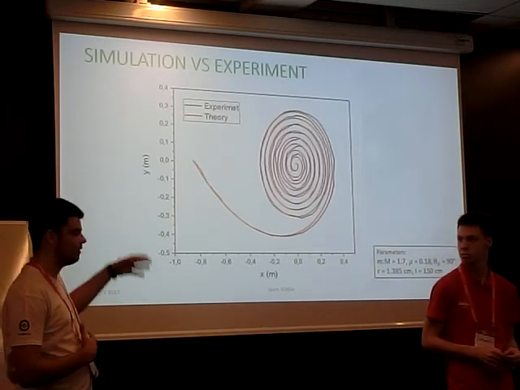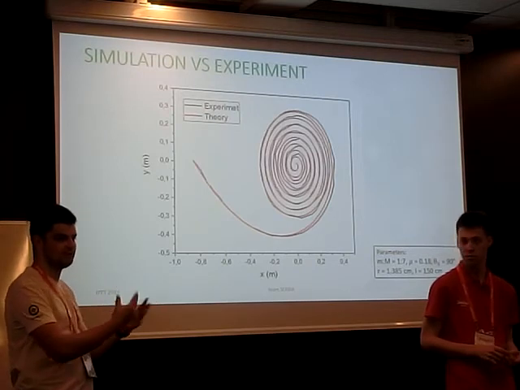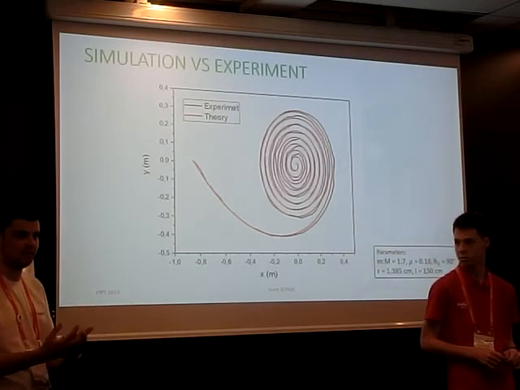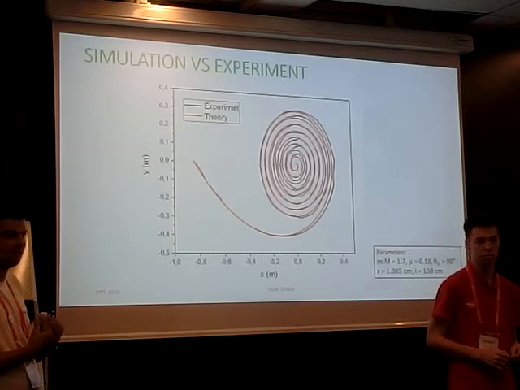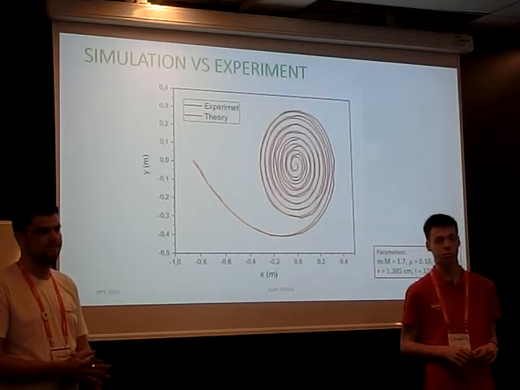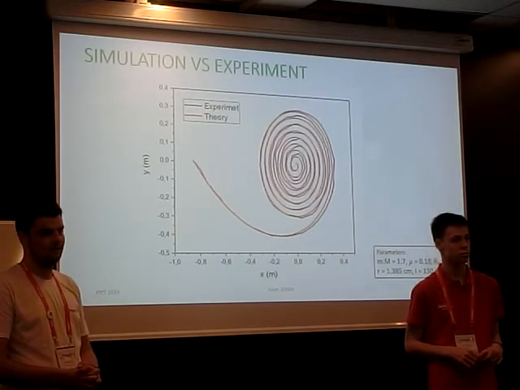I can say that if we have matching between theoretical and simulation results, we can use this capstan equation, because we have matching. This is my conclusion, and I think we can use the capstan equation for dynamic and static friction. Thank you.